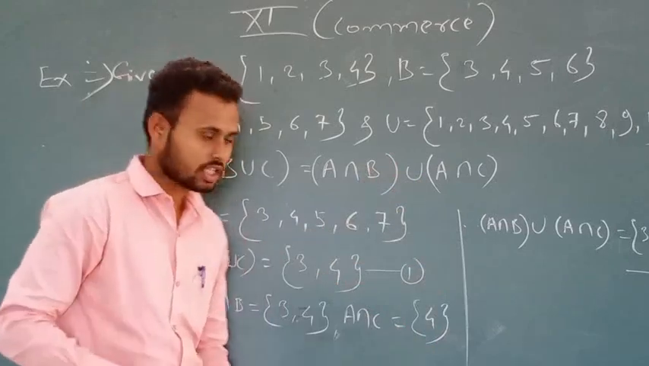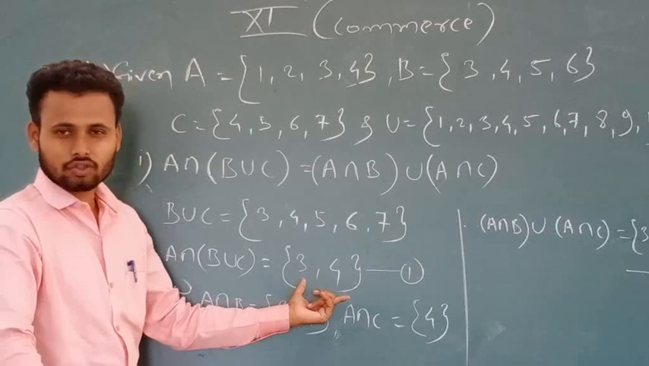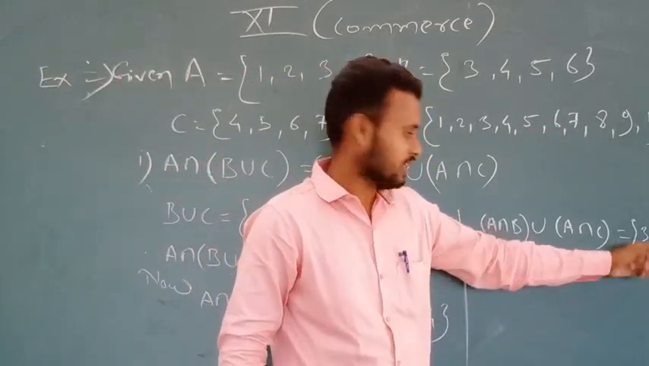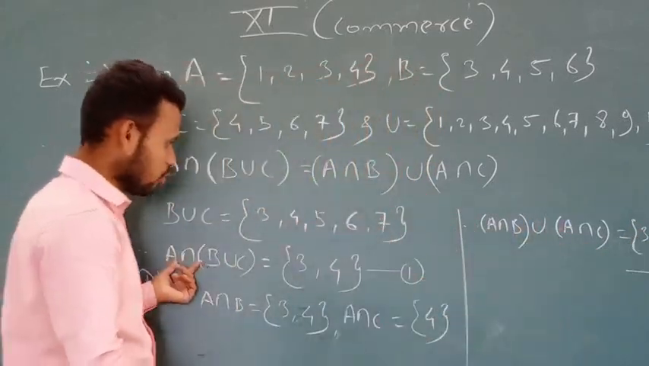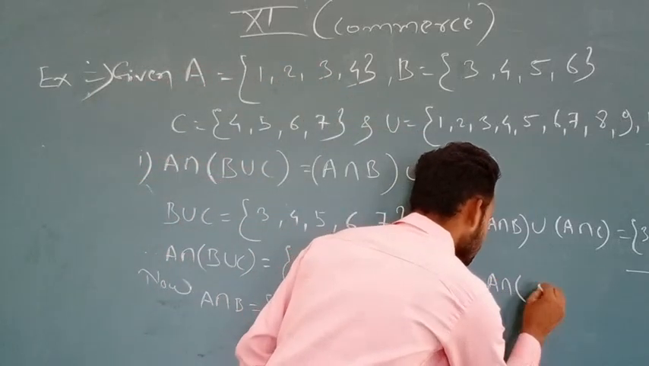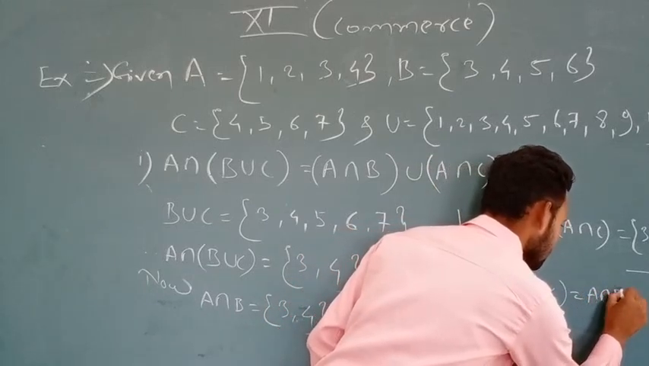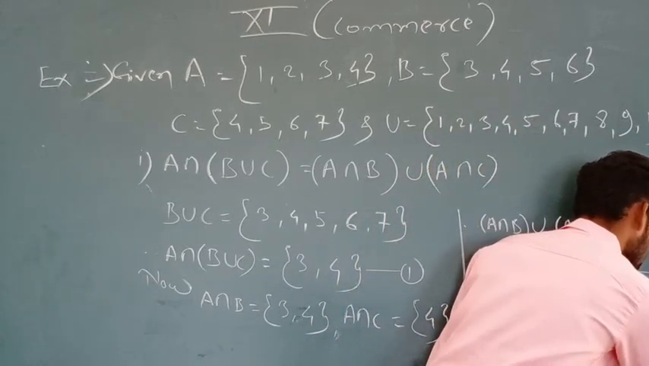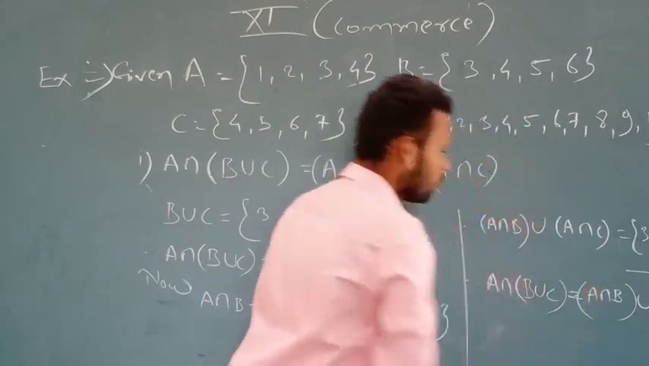Now from equation first and second we observe that equation first, the RHS, which are they? 3, 4, right hand side 3, 4. And equation second, the RHS, which are they? 3, 4. Therefore RHS same, therefore we say that LHS also same. Therefore we get A intersection in bracket B union with C, which is equal to A intersection with B union with A intersection with C, and this is our required proof. This is our required answer.